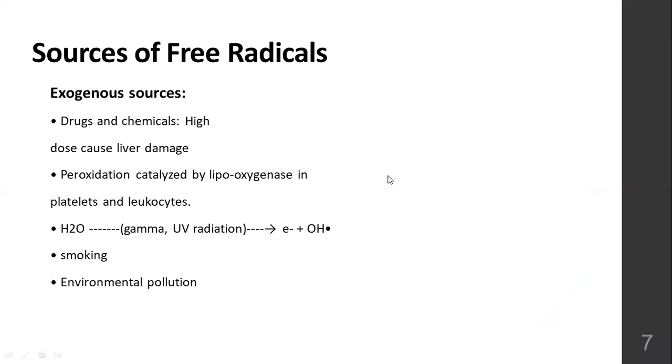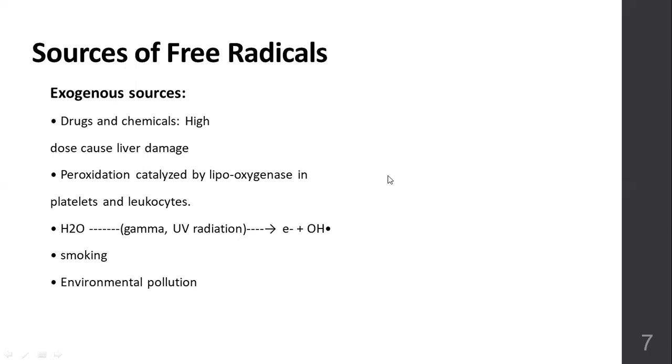Exogenous sources. What we have discussed earlier are endogenous sources within your own body, just because of your existence, just because of the normal processes that you do. Exogenous sources are environmental factors that trigger the formation of free radicals in your body. So first is drugs and chemicals. A high dose of any drugs or chemicals, remember, not a moderate or prescribed dose, can lead to liver damage. It can also produce free radicals.